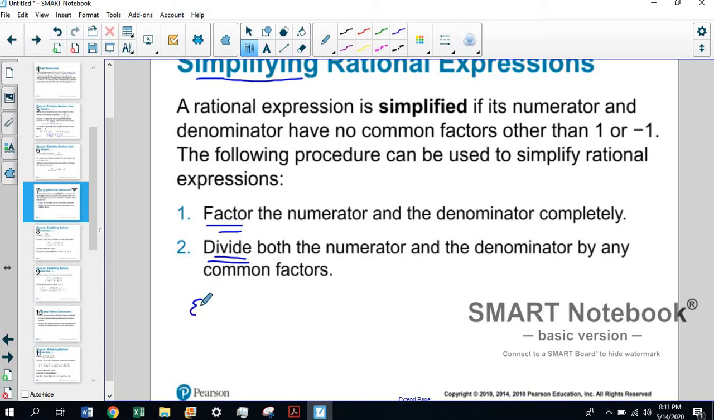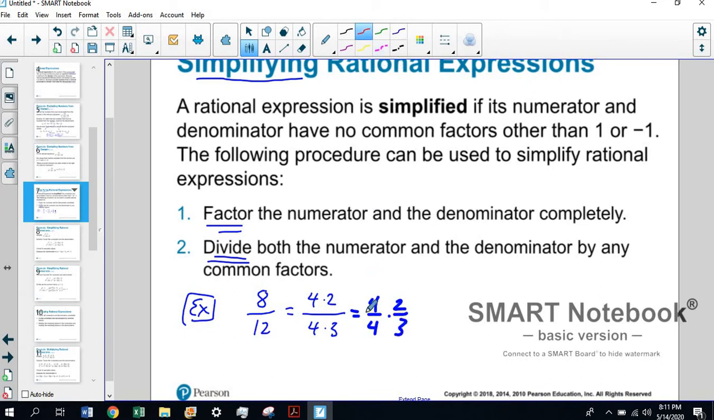As an example of what I'm talking about, not with variables but with numbers, let's say we have 8 over 12. So 8 is 4 times 2, and 12 is 4 times 3. What we do is we don't quote unquote cancel. What we do is we break this up and we say, okay, we're going to have 4 divided by 4 and 2 divided by 3.